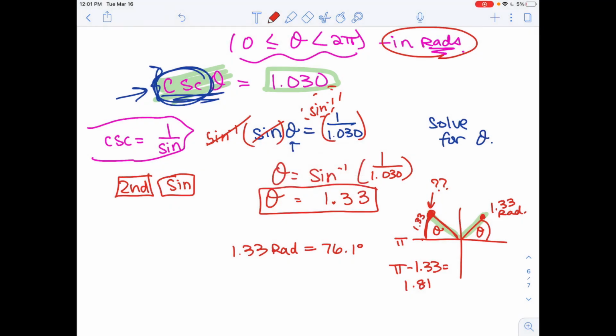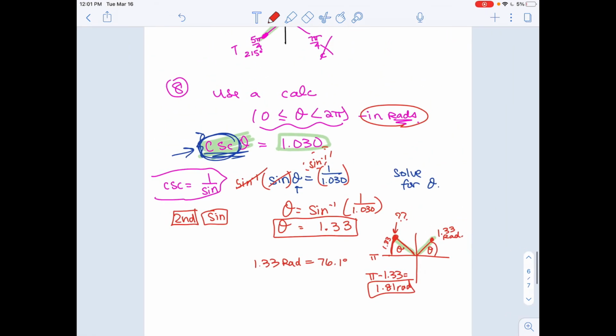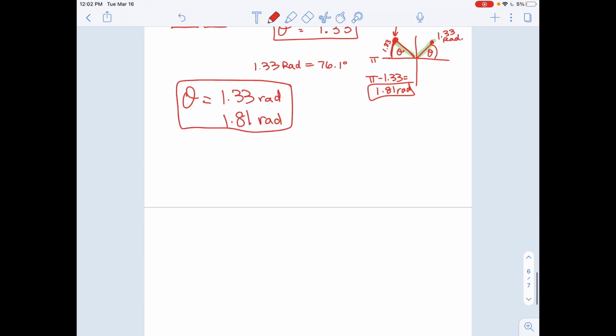1.81 radians. And those are our 2 values of theta. So we say theta equals 1.33 radians and 1.81 radians. Okay? All right, that was number 8. Let's go ahead and do number 9.